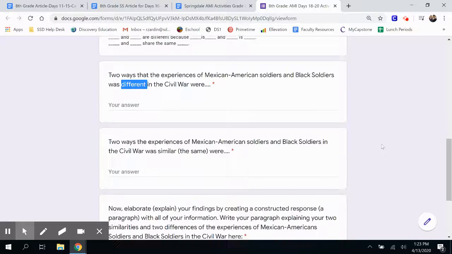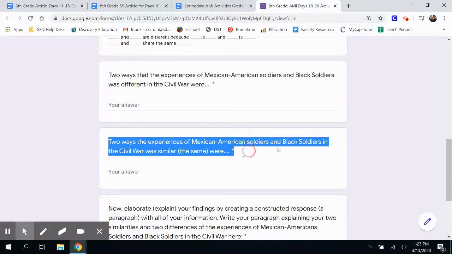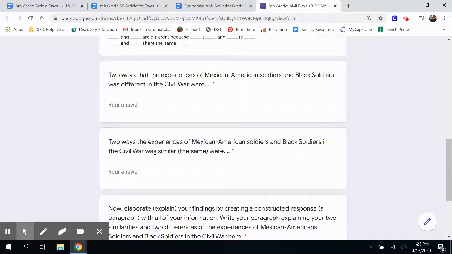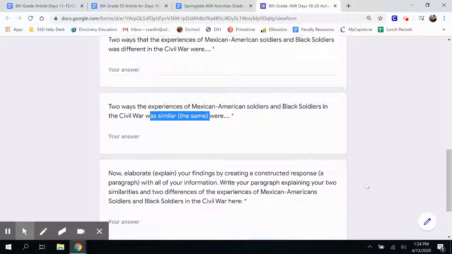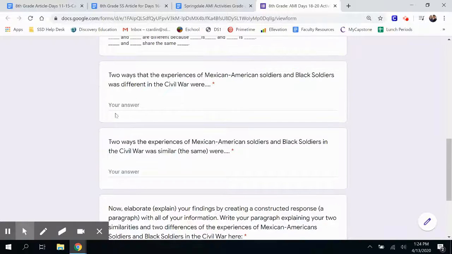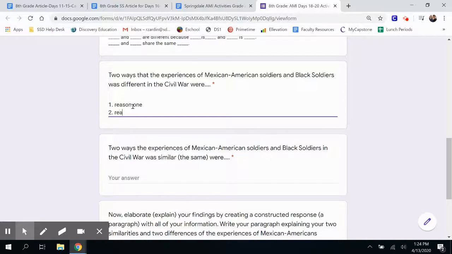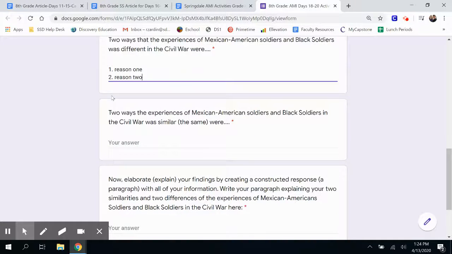Okay, then the second thing you're going to do, 2 ways that the experiences of Mexican American soldiers and Black soldiers in the Civil War was similar or the same. Okay, so this would be like the section that you put in the middle of a Venn diagram. So 2 similar experiences, 2 things that the 2 groups had in common during the Civil War. Okay, so you'll have 2 here, 2 here. If you can come up with more than that, absolutely go for it. But I need at least 2 here, and you can just number them. 1, right? Give me your reason. Reason 1, right? 2, reason 2, whatever you have for that. Okay, you're welcome to do it like that.